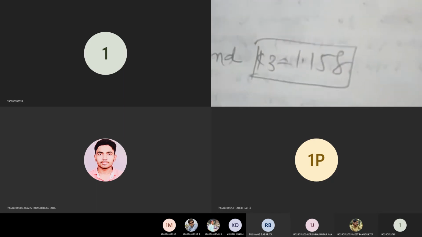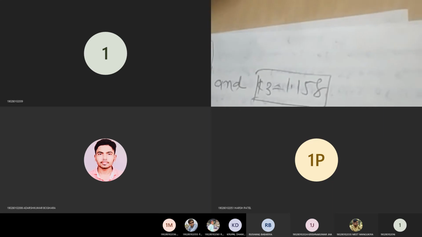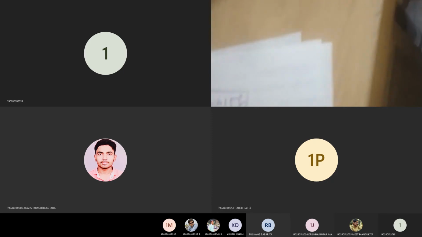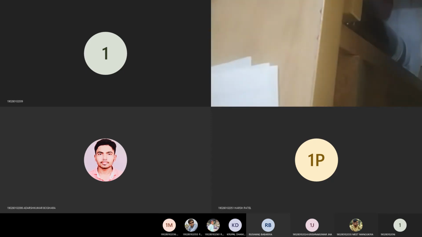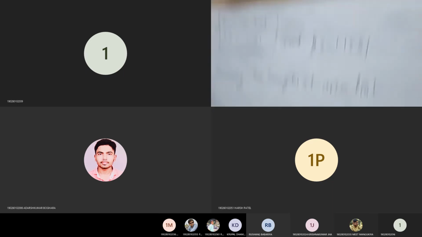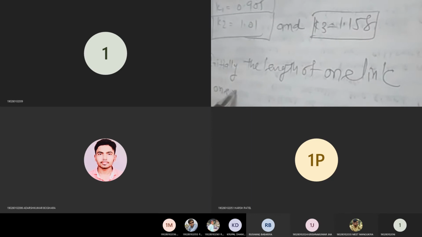So initially, the length of one link, here we consider small a, say A. Length of one link, say A is equal to 1 unit.